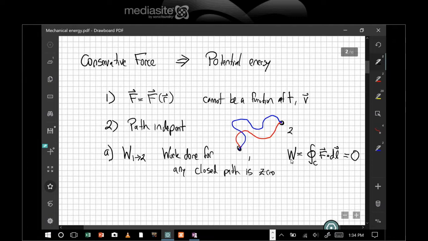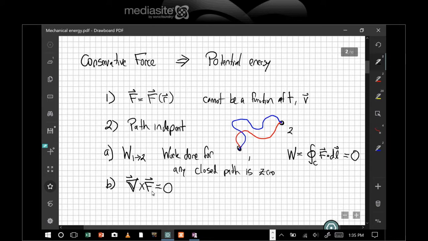Now there's another condition, and in fact this is a more practical condition. Instead of looking at the work done, I can show that the curl of the force is equal to 0. So that's another way of showing that a force is conservative. This path independence depends on the curl of the field. If the curl is equal to 0, then it is also a conservative force.